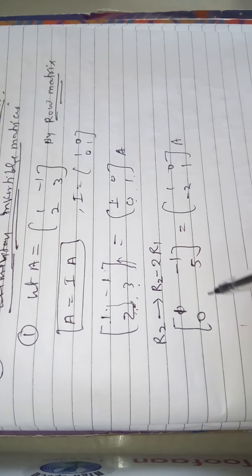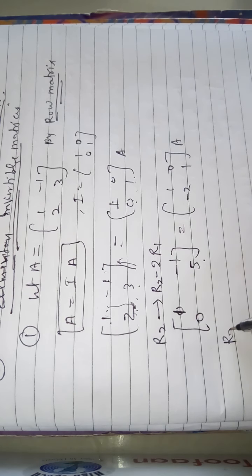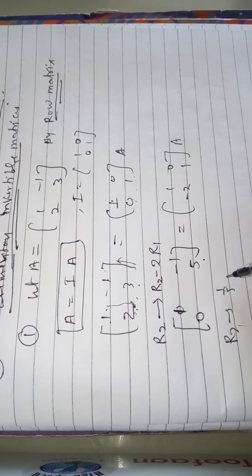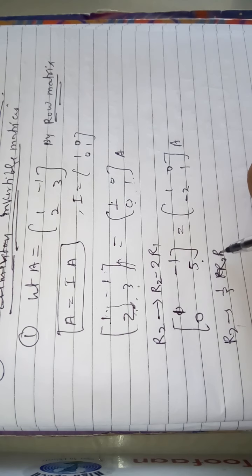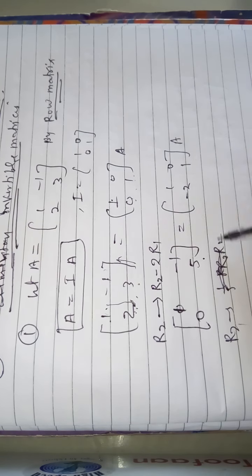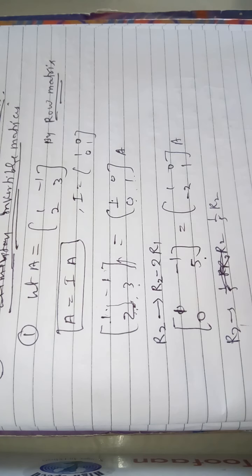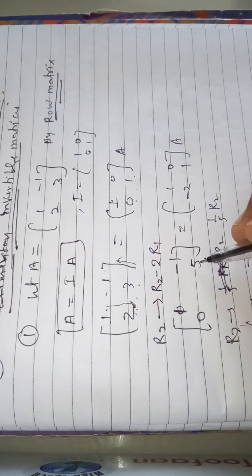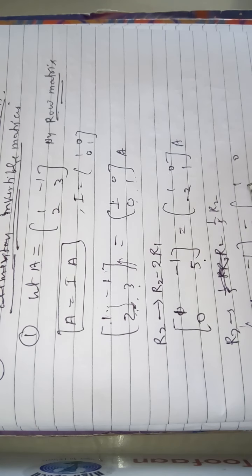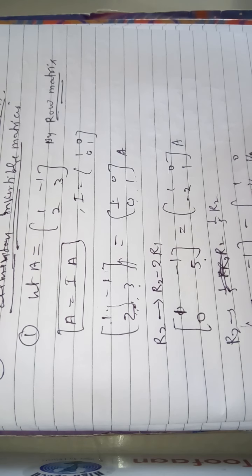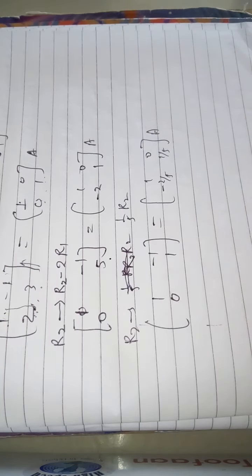Next, this 5 should change to 1. So R2 tends to 1 upon 5 R2. So 1 minus 1, 0 upon 5 is 0, 5 upon 5 is 1, equals A. And on the identity side, 1 0, minus 2 upon 5, 1 upon 5.